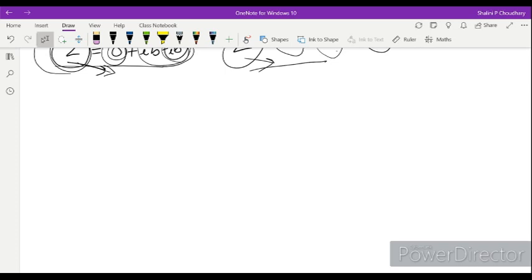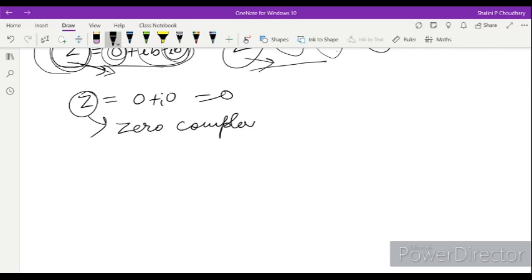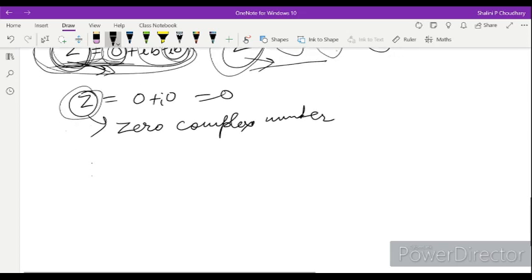And one more thing that you need to understand. If a complex number has both real and imaginary parts equal to 0, that is 0 plus 0i, this type of complex number will be called the zero complex number. What will we call this? Zero complex number.